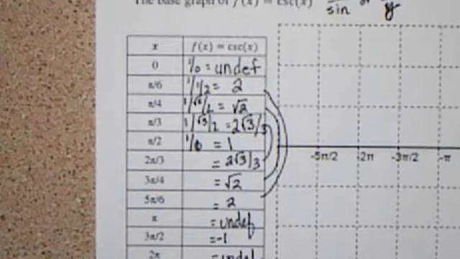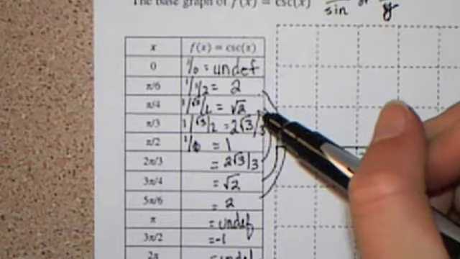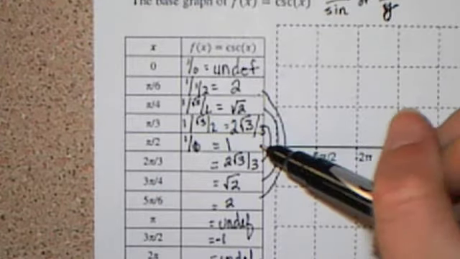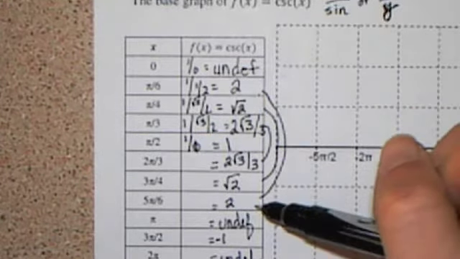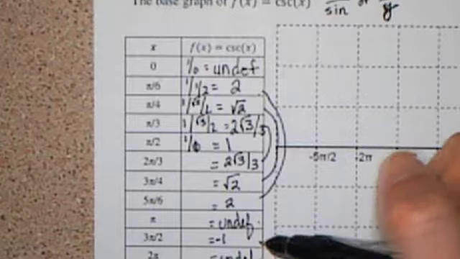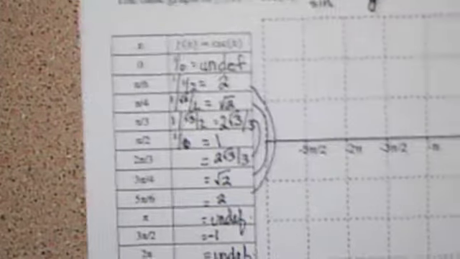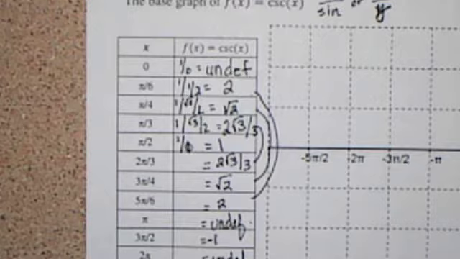Alright, just so you can see these a little bit closer up, I know it's a little blurry. We have undefined, 2, root 2, 2 root 3 over 3, 1, 2 root 3 over 3, root 2, they start repeating, you see. 2, undefined, -1, undefined. We started skipping some numbers down here. So now I'm going to show you what this looks like when we graph it.